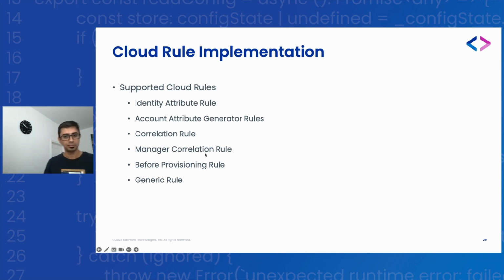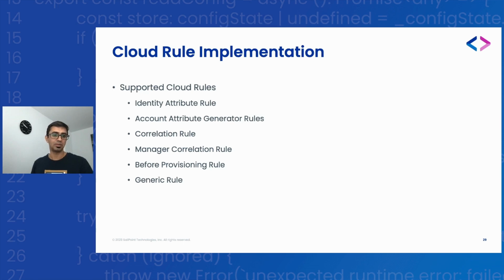this manager rule, right? And the before provision rule, this is for some kind of complex use cases where you need to modify some of the provisioning request before it goes to the provision engine, right? One example could be if you need to move an Active Directory account from one OU to another, right?